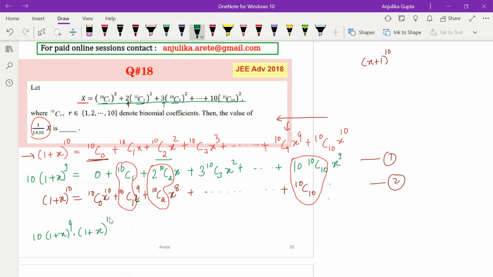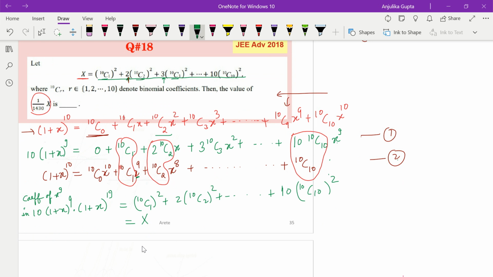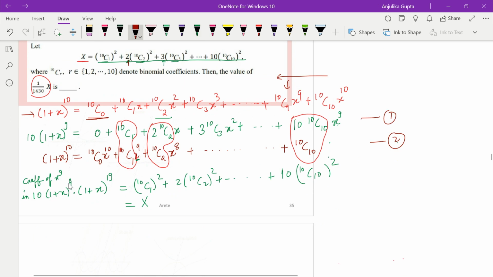So what do I need? I need the coefficient of x to the power 9 in this. That would be equal to my x. Let me write it once. That would be 10C1 square + 2 times 10C2 square + 3 times 10C3 square, and you just keep on moving, up to 10C10 whole square. That is what your x is, right? So what do we want now? Simple. You just want the coefficient of x to the power 9 here.